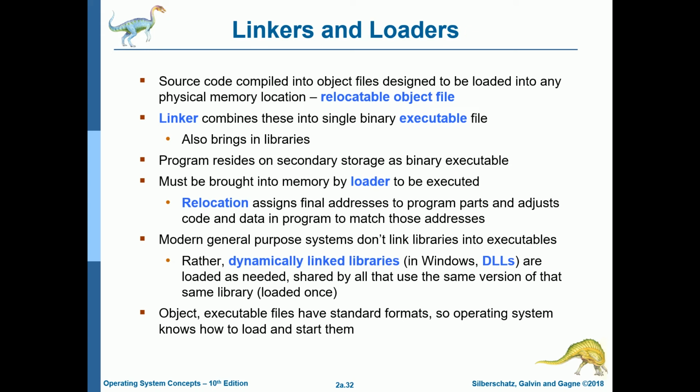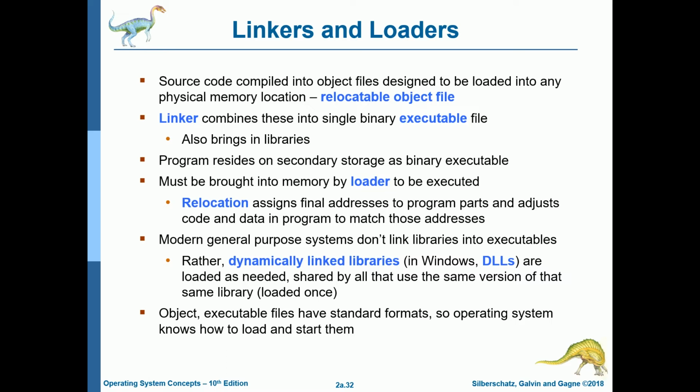Now, usually a program resides in disk as a binary executable file. To run this on a CPU, the program has to be brought into memory and placed into the context of a process. The source files are compiled into object files that are designed to be loaded into any physical memory location, a format known as a relocatable object file. The linker combines these relocatable object files into a single binary executable file.